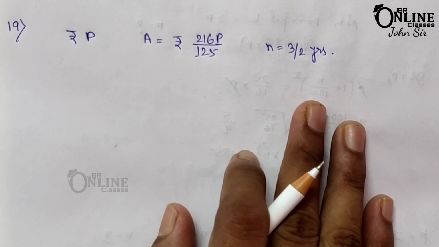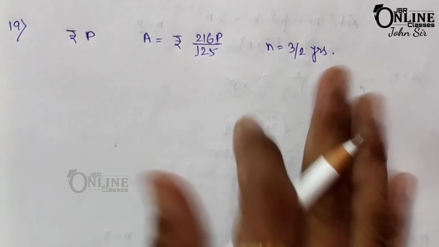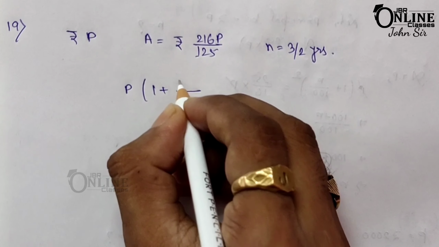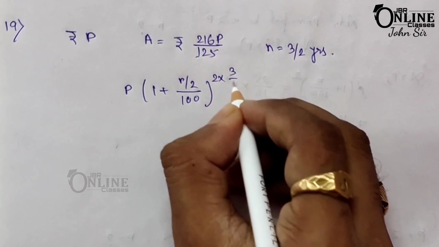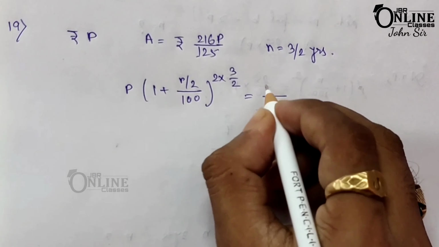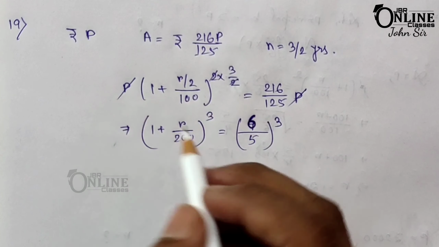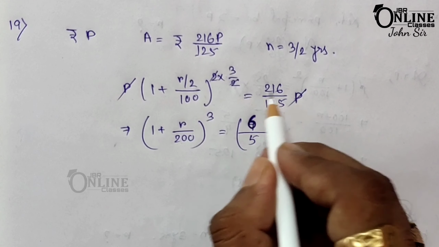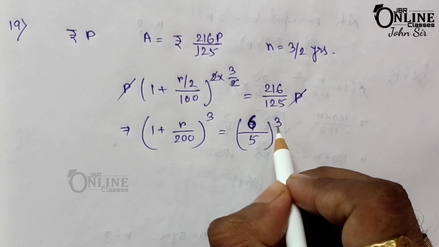Compounded semi-annually, that means again you have to apply the formula for half yearly. So P into 1 plus R by 2 by 100, whole to the power 2 into n, so 2 into 3 by 2, equals 216 by 125 into P. So P cancels out, that means 1 plus R by 200 whole cube equals 216, means 6, and 125, means 5, so 6 by 5 whole cube.